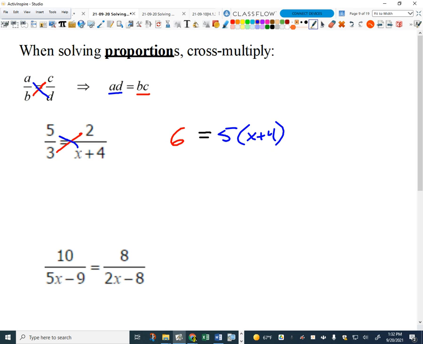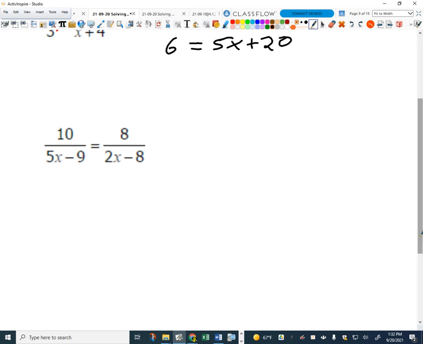And then from there on out, now this is easy. I just distribute the 5 and isolate the x. So from there on out, it's really simple stuff. 6 equals 5x plus 20, and now you can isolate the x easily. The trick I wanted to point out, though, is that cross multiplying gives you an easy equation to deal with. One more. How about this one? Let's set this one up using cross multiplication.